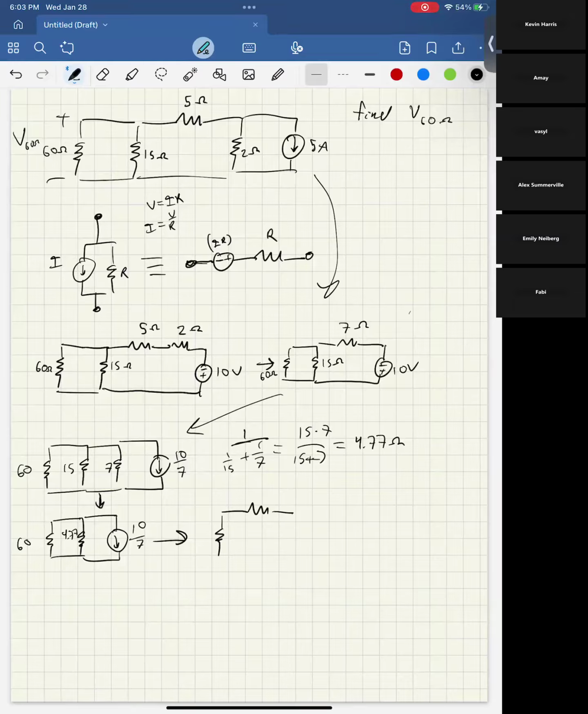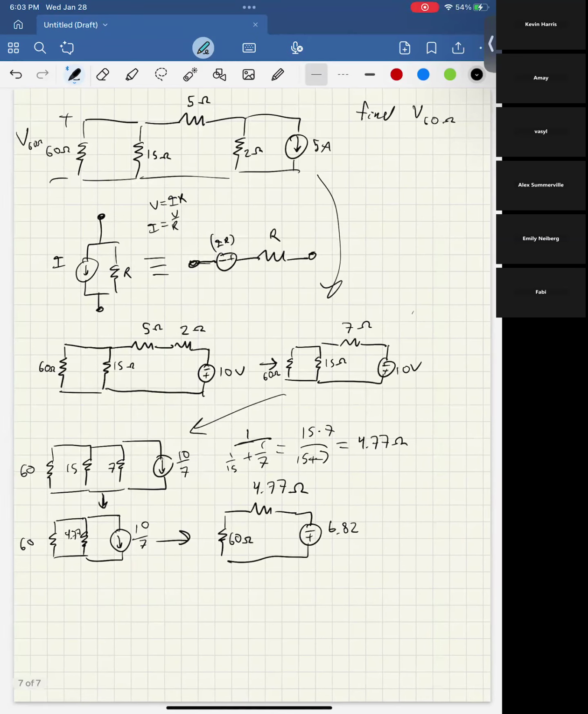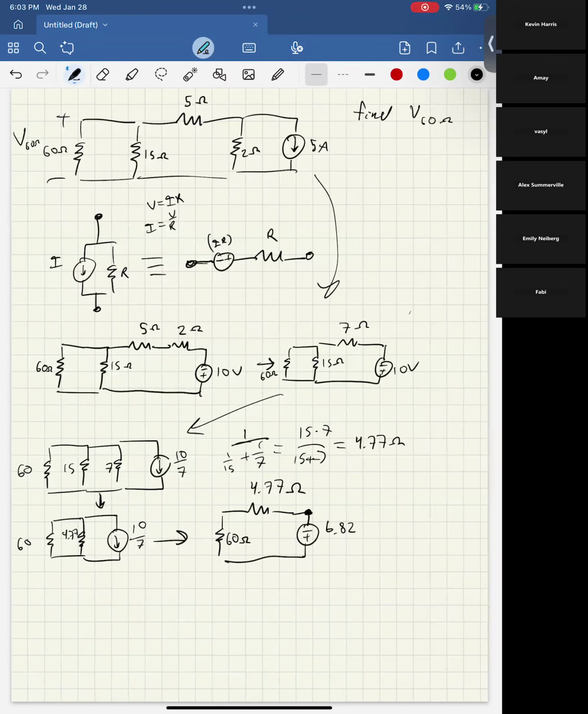So now if we turn this back one more time, we do 10 over 7 times 4.77. The numbers aren't nice, but you get 6.82. You have your 4.77 ohms, and you have your 60 ohms. And if you ever have a circuit like this, where you only have a voltage source and resistors in a loop, remember with KVL, you know that the voltage is going to go up. Let's pretend this was 0 volts. We had 0 volts here. It's going to go up to 6.82 here, and then over the course of these 2 resistors, it's going to have to go back down to 0 volts.